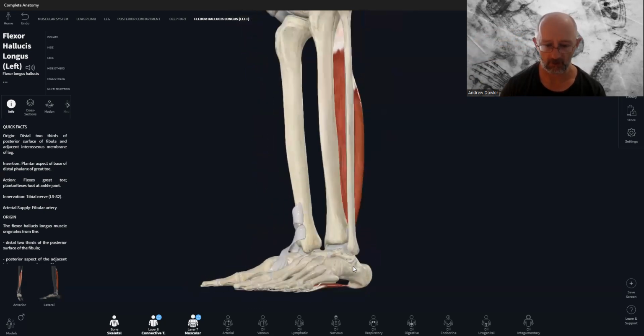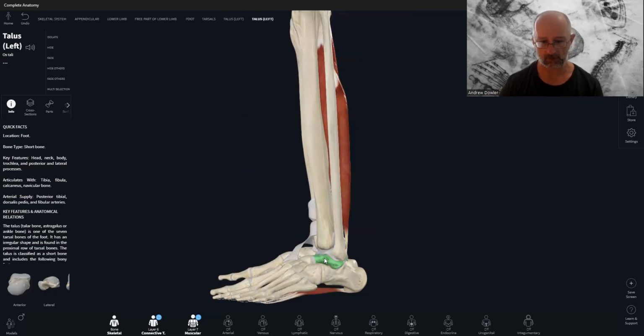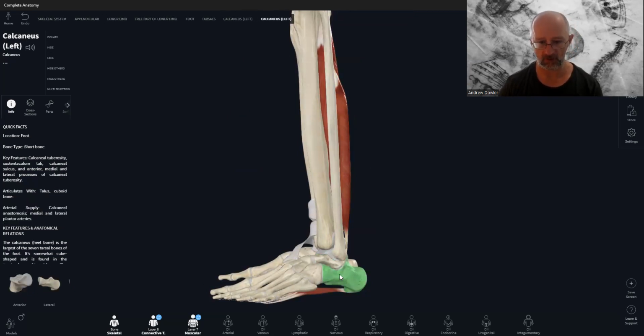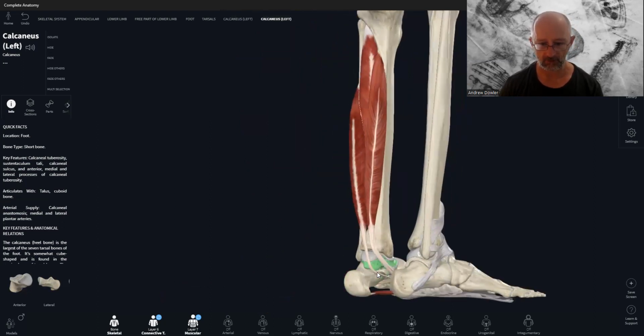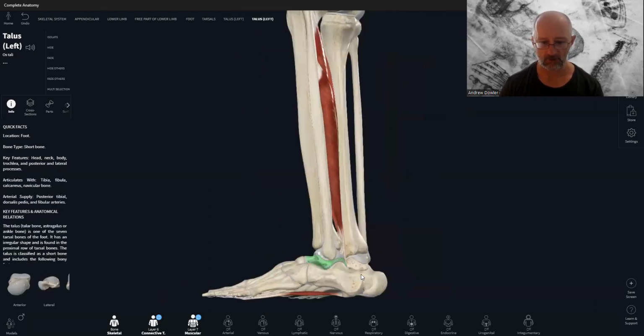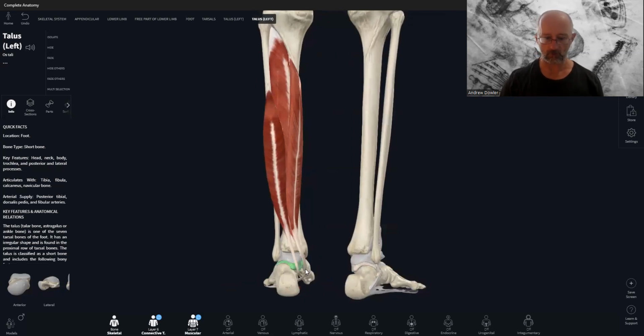And then we have where the talus sits on top of the calcaneus. Okay, that's the heel bone. That's the talus. Those two bones create the roll, or inversion and eversion. Okay. So in this case, for example, when the little toe rolls out, that's eversion, and when your big toe rolls in, or the sole of the foot rolls in, that's inversion.